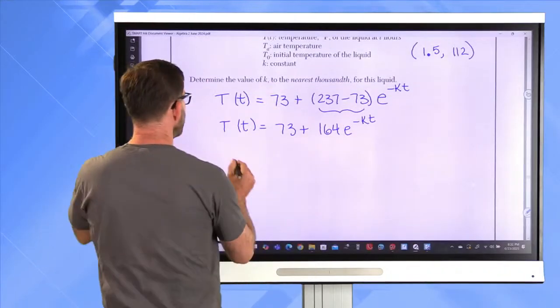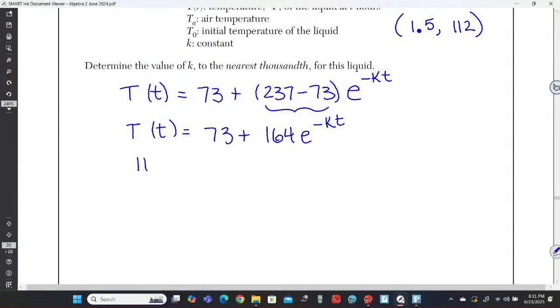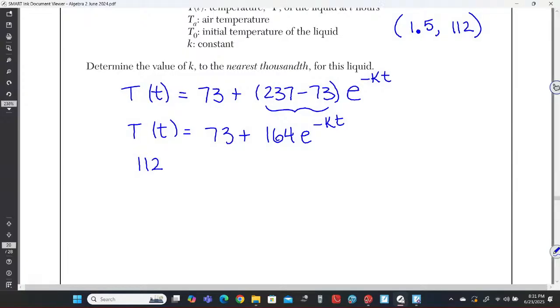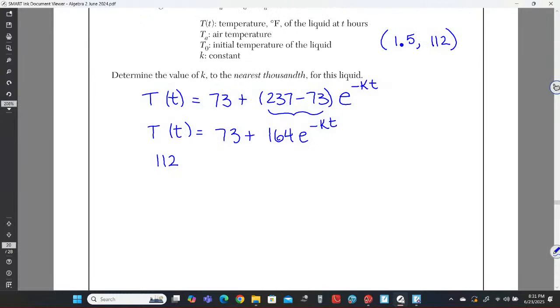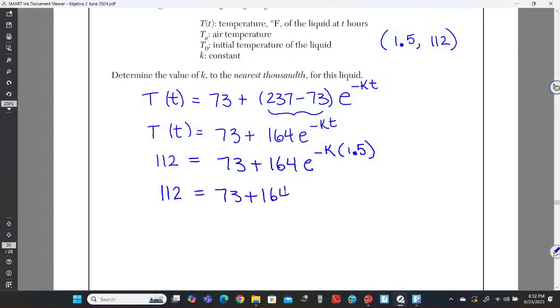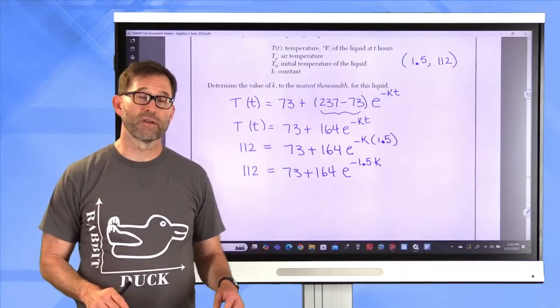I'm going to put 112 in for T of t. 73 stays, 164 stays, and then I'm going to have e to the negative k times 1.5. All right, I'm going to rewrite this just a little bit: 112 equals 73 plus 164 e to the negative 1.5k.